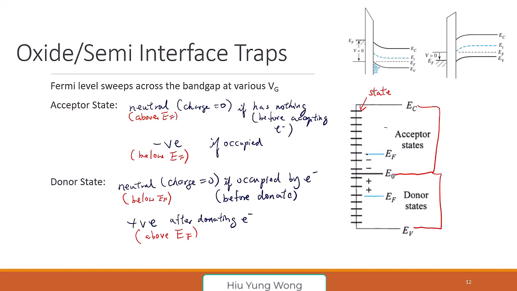And you see that if the Fermi level is here, it is all negative for those levels lower than the Fermi level, because they are occupied. And if occupied, it is negative. And all those above are neutral. Similarly for donor, if it is below the Fermi level, they are neutral. If it is above, they lose the electron, they donate electrons. So they are positive.